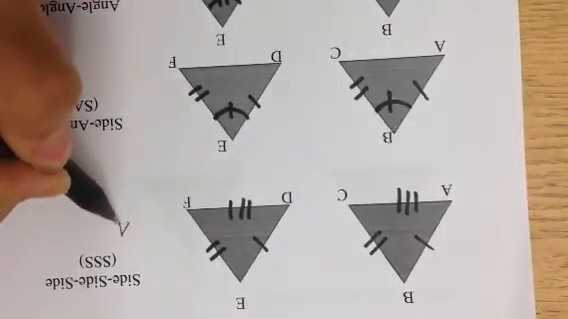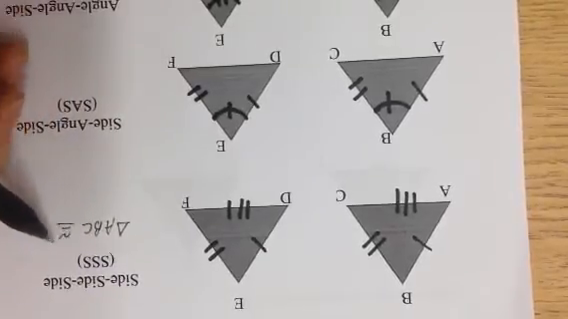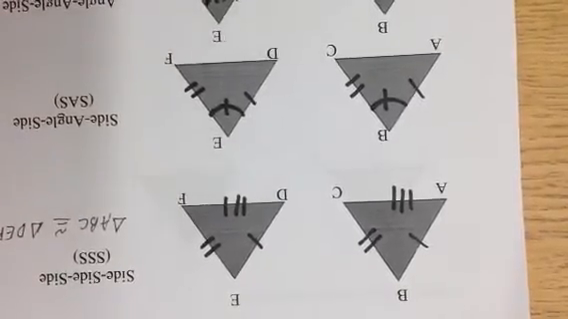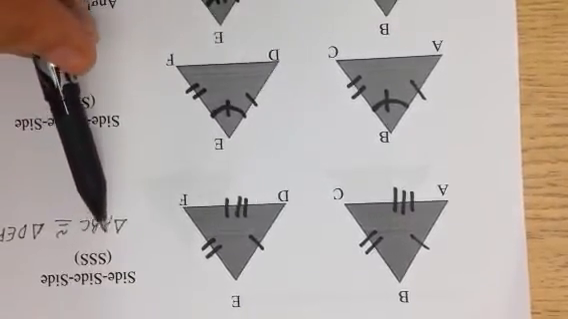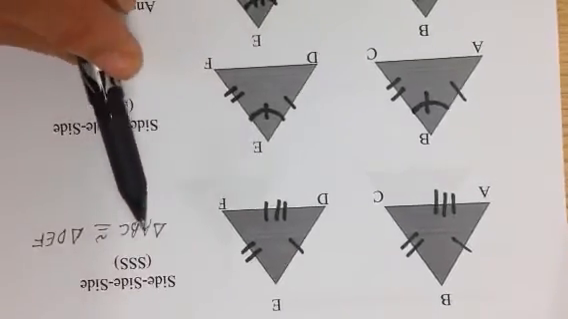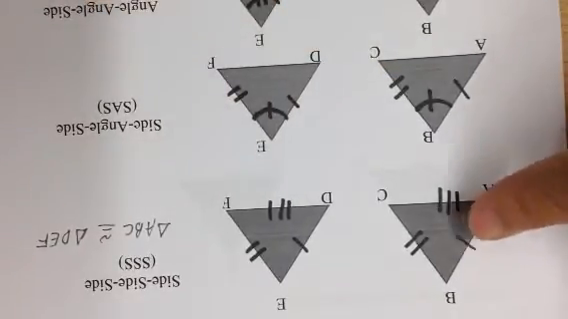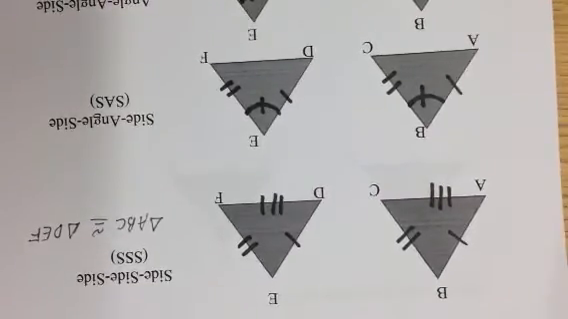That means that triangle ABC is going to be congruent to triangle DEF. Now, I want you to notice that this is side, side, side, and we abbreviate it by SSS. So, even though I didn't tell you that the corresponding angles are congruent, it's understood that the corresponding angles are congruent because the sides are congruent.